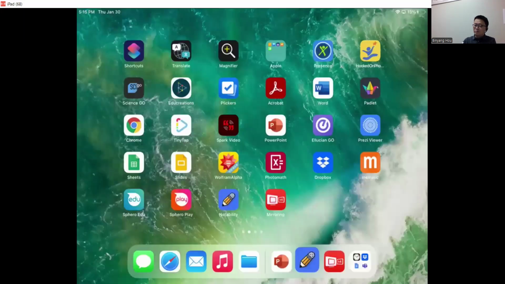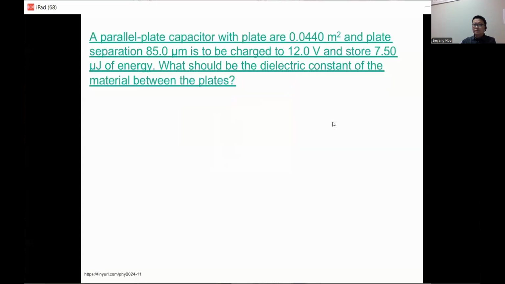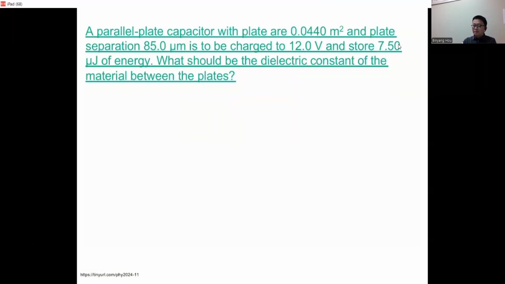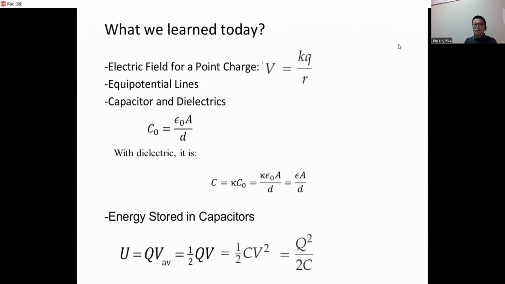And we'll go back to the slide there. We'll just stop there. So what we learned today is the electric field for a point charge, that's KQ over R. We look at equipotential lines, and we look at capacitors, which for a parallel plate capacitor is just epsilon naught times A over D, that's the capacitance. With a dielectric, it's multiplied by kappa, so it becomes larger. Energy stored in capacitors will be one of these three expressions.